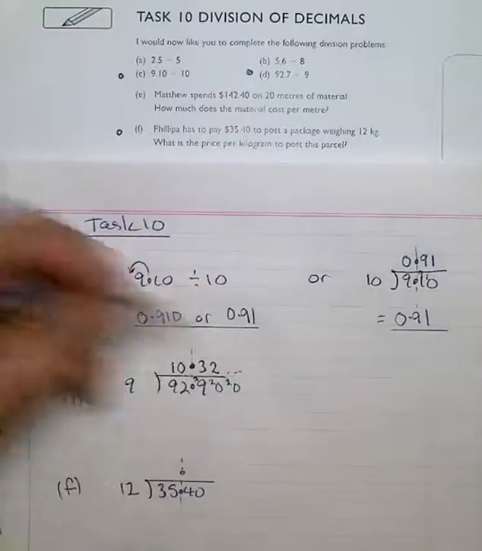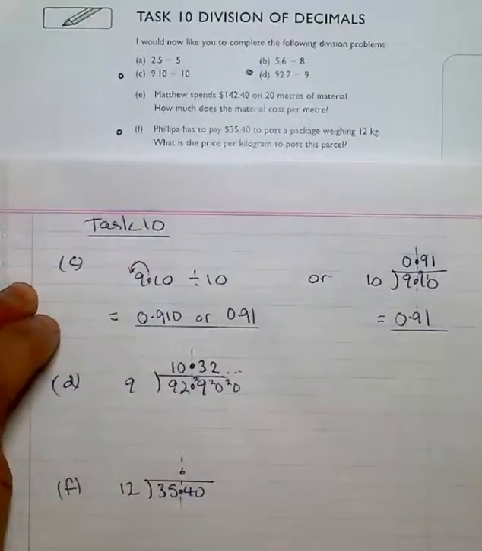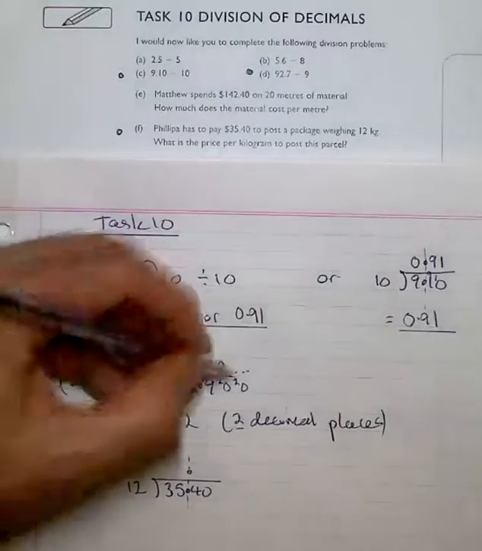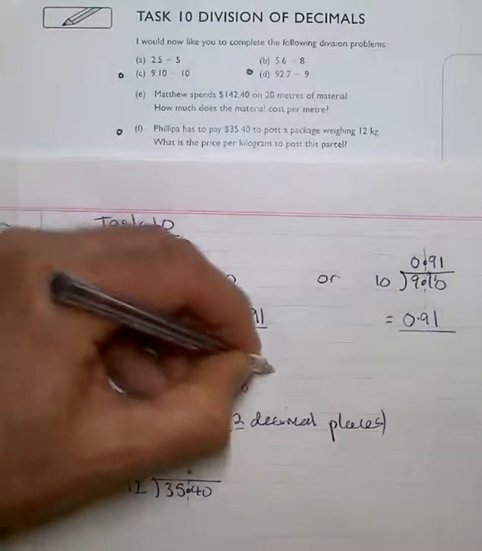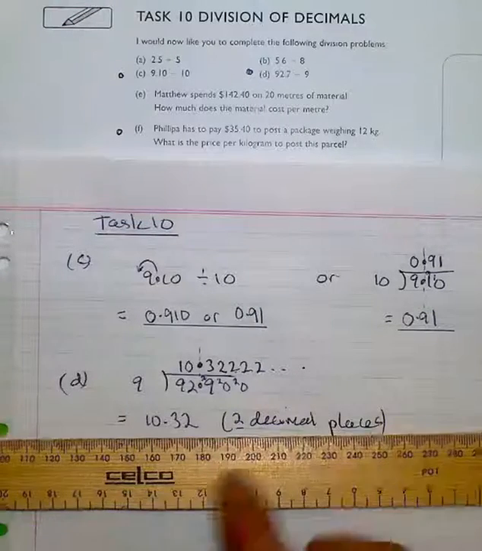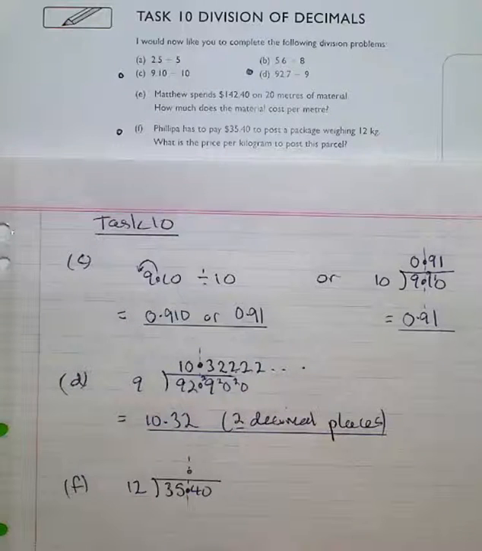And what you will find is, if you continue doing that, you'll have the answer 10.322. So rather than working through and continuing to do 2s forever and ever, I'll round that off to 10.32 and make a note that 2 decimal places be my rounding point.